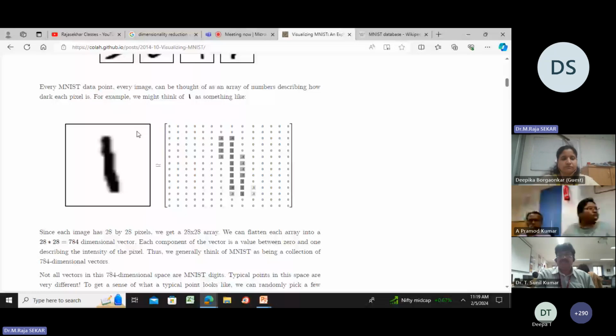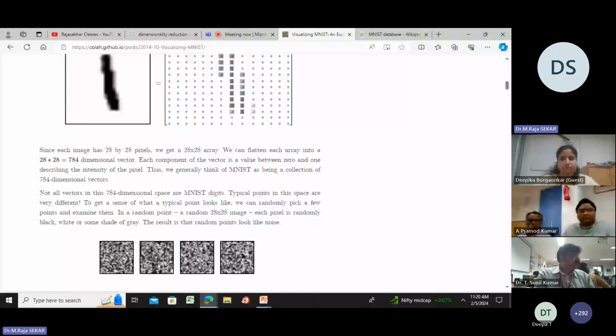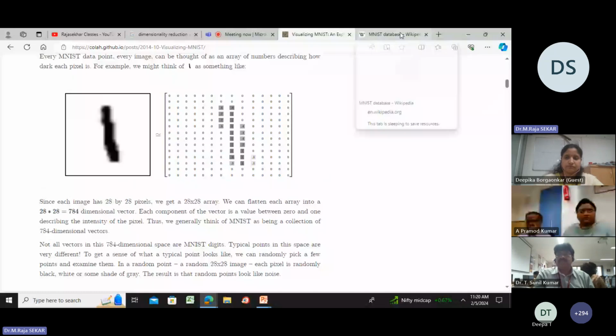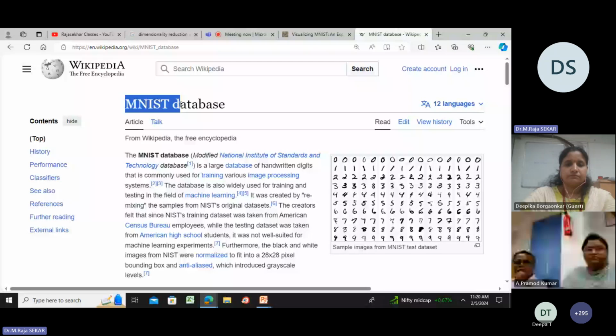In a computer, we can represent an image by using this matrix. Now I know how to represent an image. For example, this is a data set. If I go to Wikipedia, what is this? This is a Wikipedia article which says MNIST database. Just see this, how many digits they are writing.